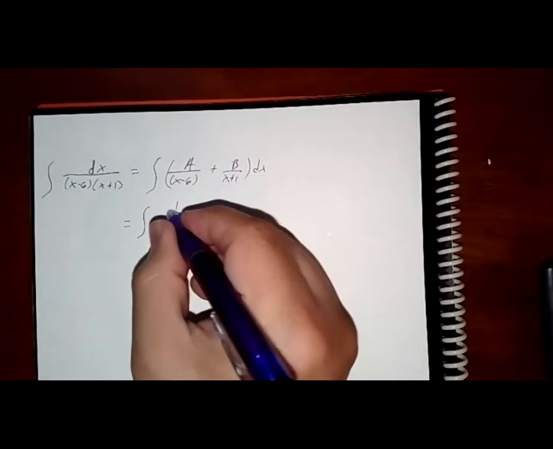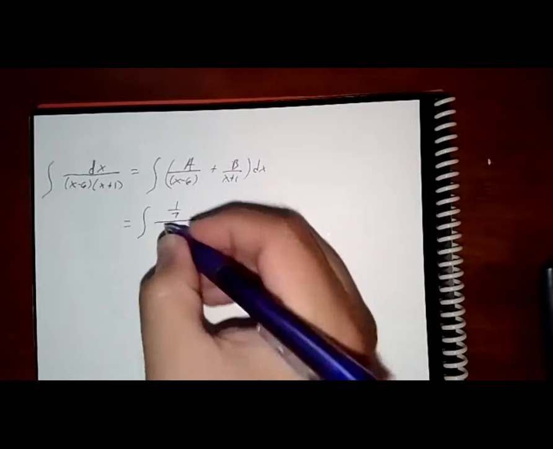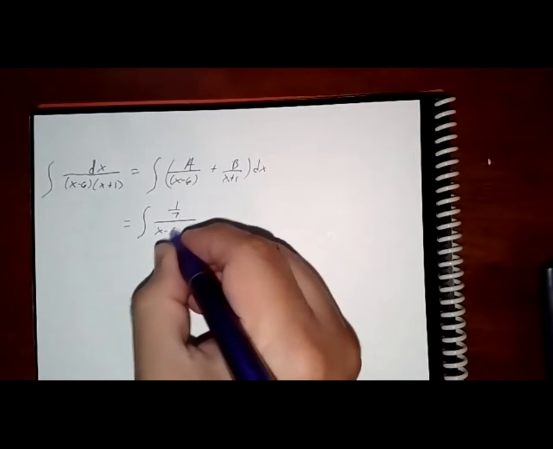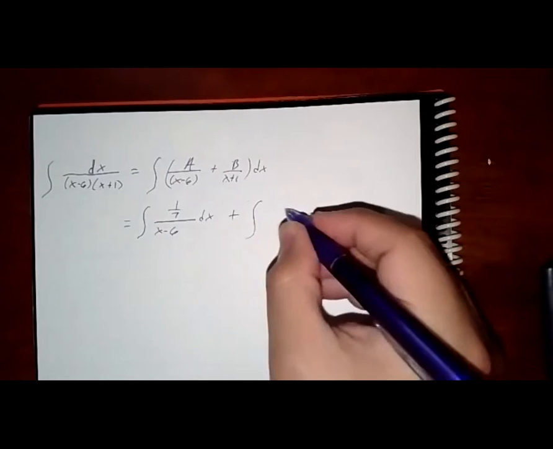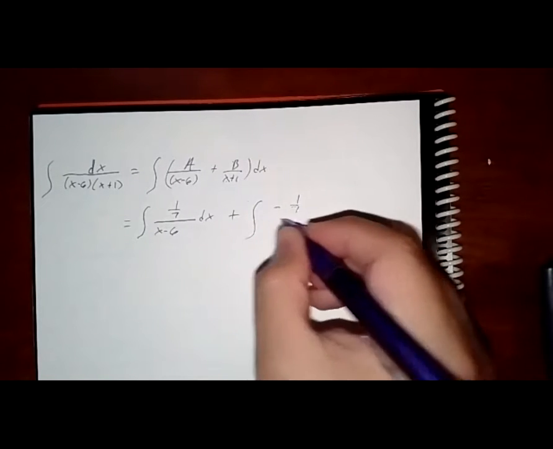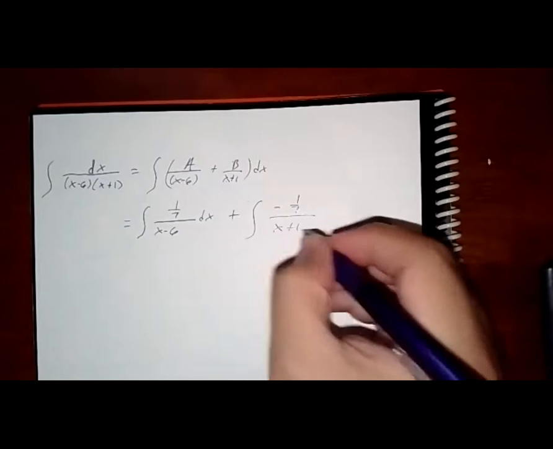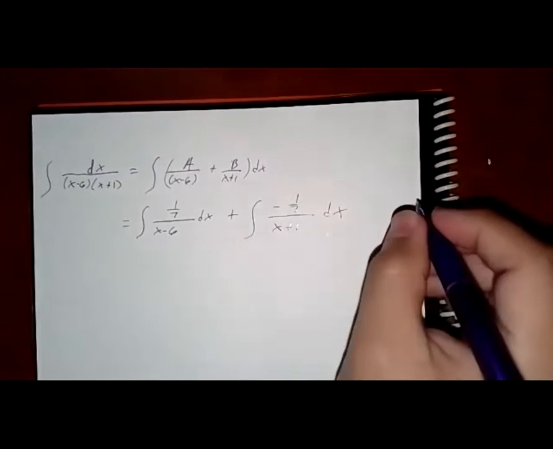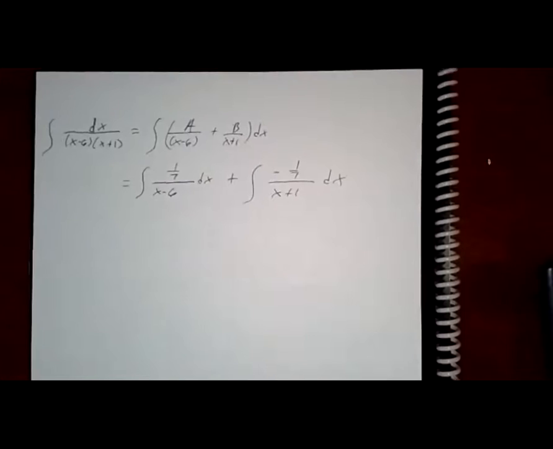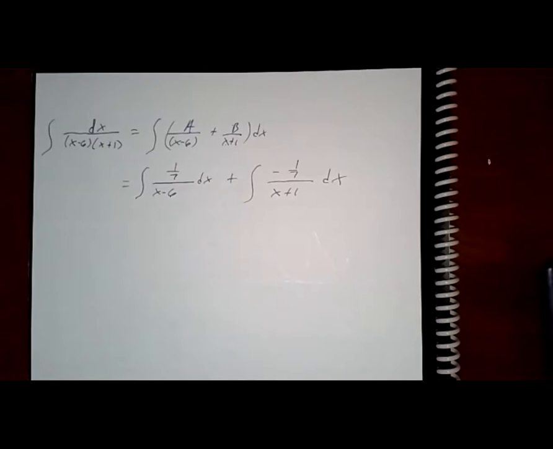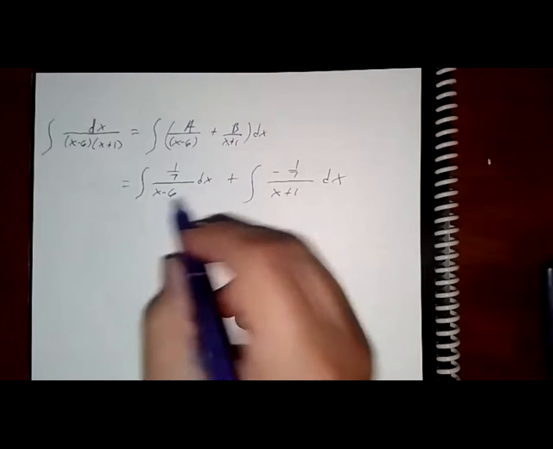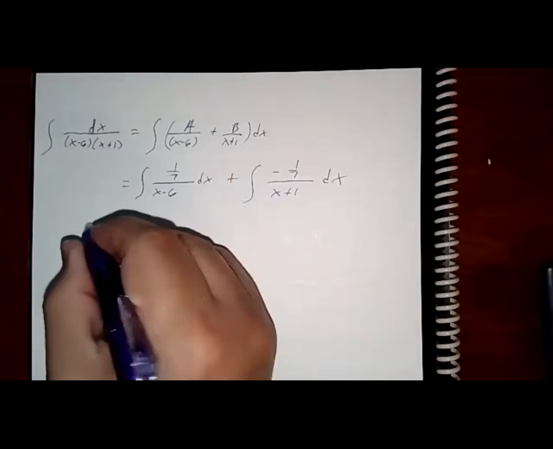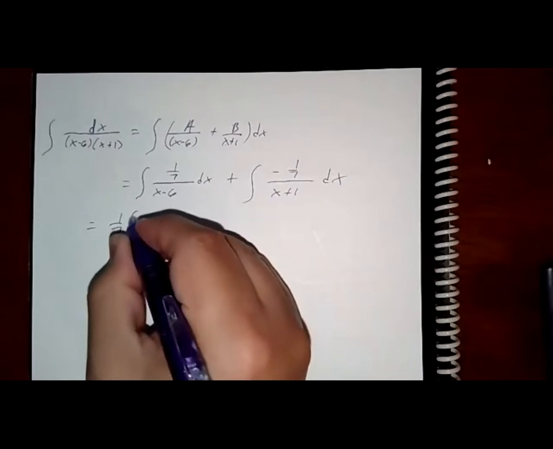Now that we found these, we said a was 1/7, correct? Yes. We're gonna go ahead and separate these into different integrals. B is -1/7. So now these are easy to integrate, right? These are just ln types. You could do the substitution, but this is just a basic one. Let me show you. Pull out the 1/7.